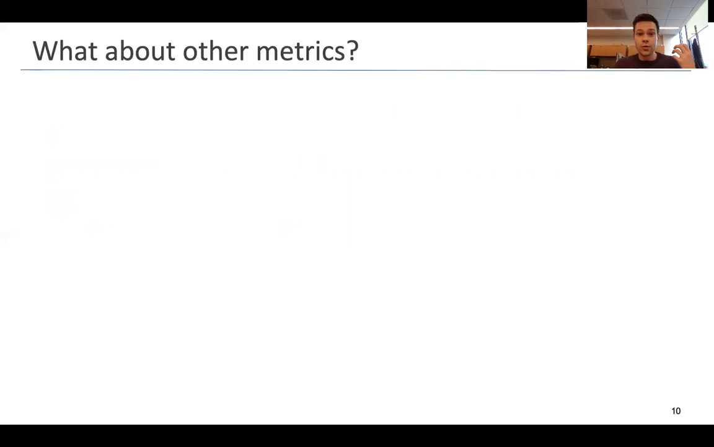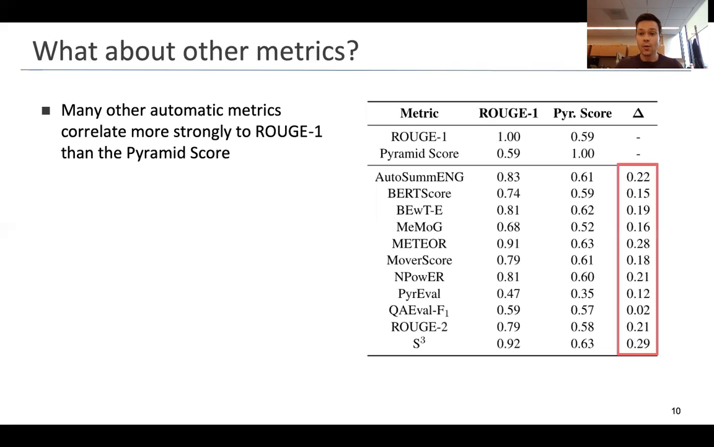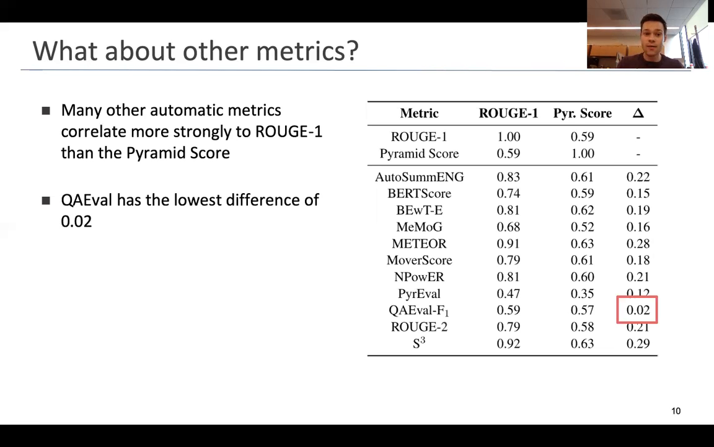And in order to analyze other metrics, we could repeat this whole process, but that could be time consuming. So what we did instead was we calculated the summary level correlation between a whole bunch of other metrics and Rouge and the pyramid score, which is a score derived from the SCU annotations. And what we found is that all of the other metrics correlate more strongly to Rouge than they do to the pyramid score, which we take as evidence that they're going to behave more like Rouge than the pyramid score itself. However, one metric, QAEval, had the lowest difference between the two correlations. And so we briefly repeat the analysis which we did before with this metric.